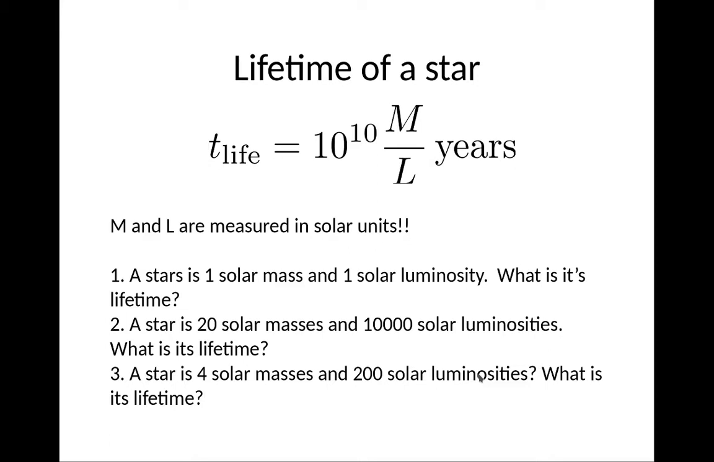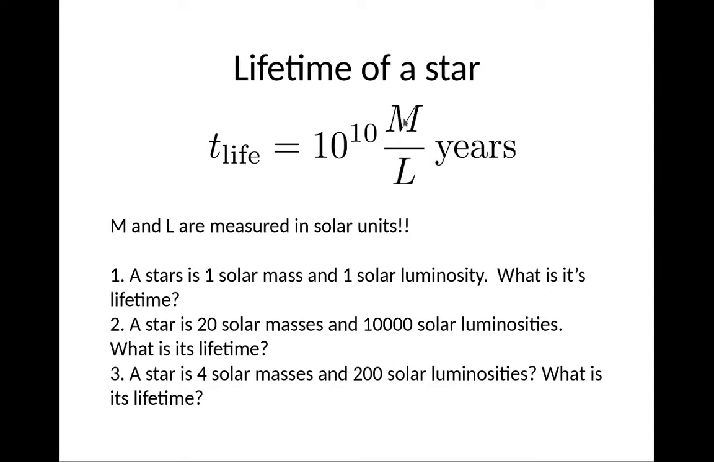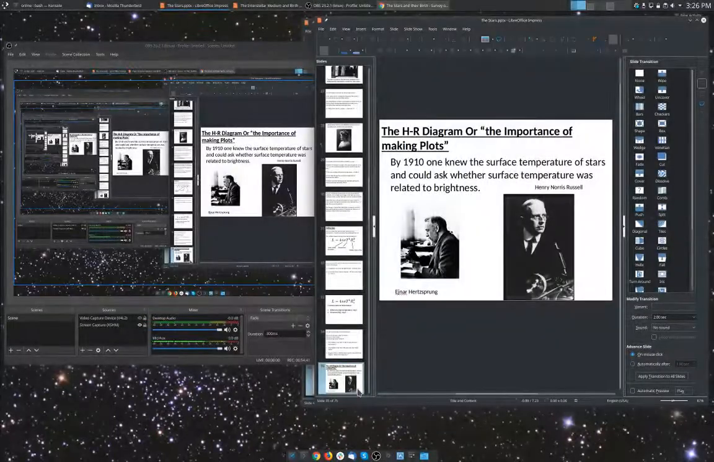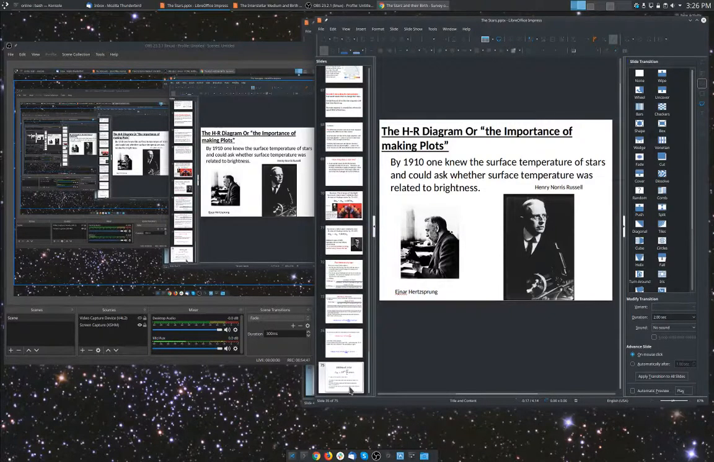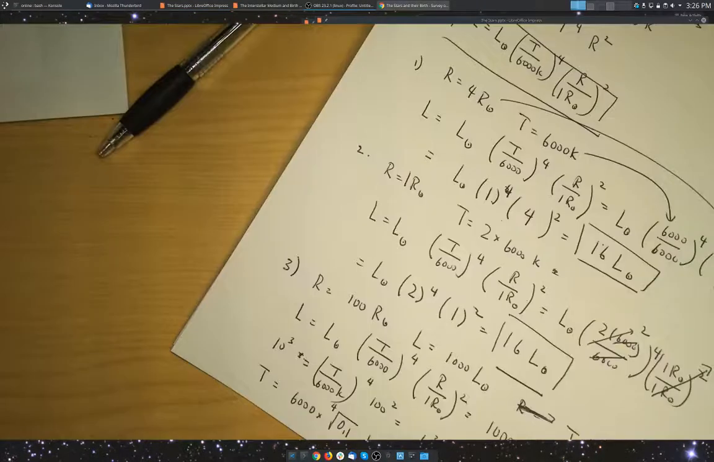Let's go ahead and do some simple examples. The lifetime of a star is equal to 10 to the 10, or 10 billion, times the mass of the star in solar units divided by the luminosity of the star in solar units as well. First, a star with 1 solar mass and 1 solar luminosity. What is its lifetime? Second, a star with 20 solar masses and 10,000 solar luminosities. What is its lifetime? And third, a star with 4 solar masses and 200 solar luminosities. What is its lifetime? Let's go to the video here.